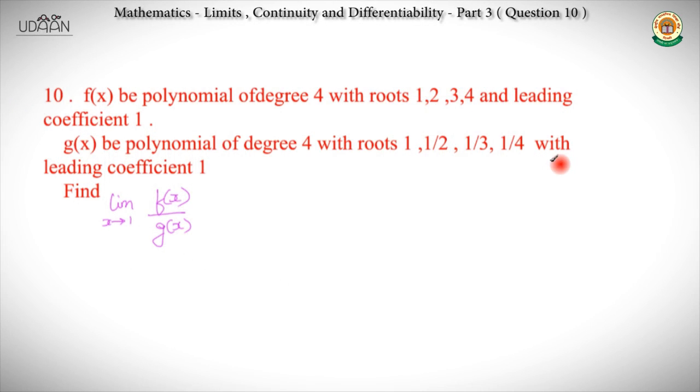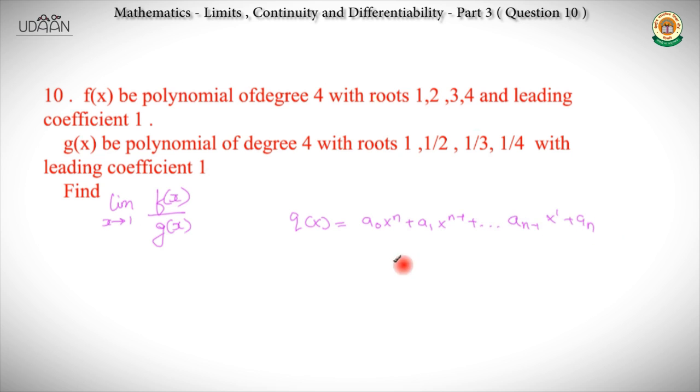So coming to the 10th question, we have f of x be a polynomial of degree 4 with roots 1, 2, 3 and 4 and leading coefficient 1. So what does leading coefficient mean exactly? Leading coefficient means, let me explain what a polynomial function is like. Let the function q of x be equal to a0 x raised to n plus a1 x raised to n minus 1, so on till a n minus 1 x raised to 1 plus an.